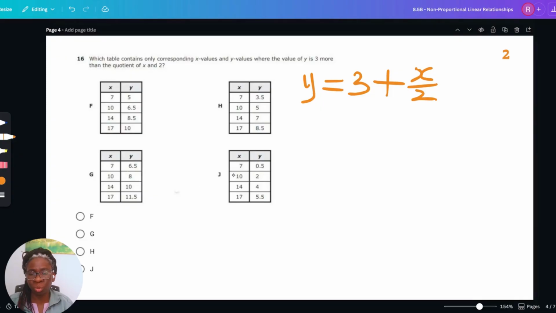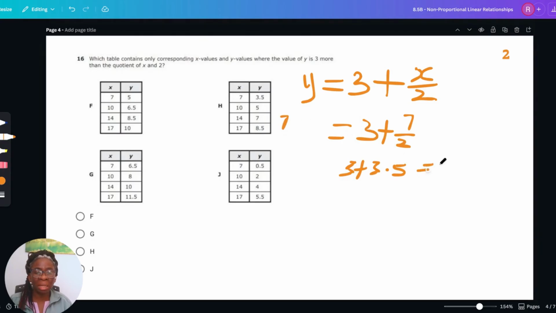So now the question says we should look at this table. Which one is true for this? Let's pick x to be 7. When x is 7, let's find y. That means we have 3 plus 7 over 2. 7 halves gives 3.5. So 3 plus 3.5, when x is 7, y should be 6.5. Let's see which one has that option. It is option G. So it is not this, not this, and not this.